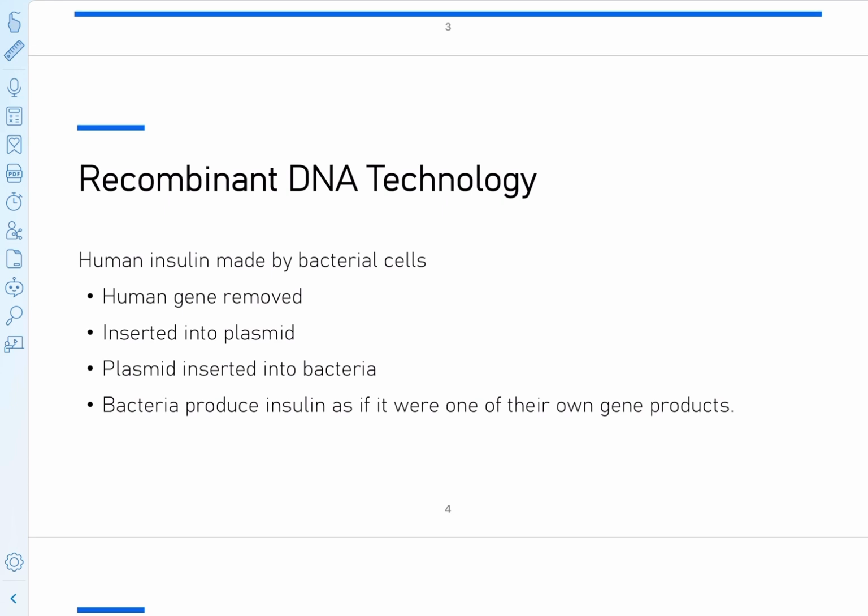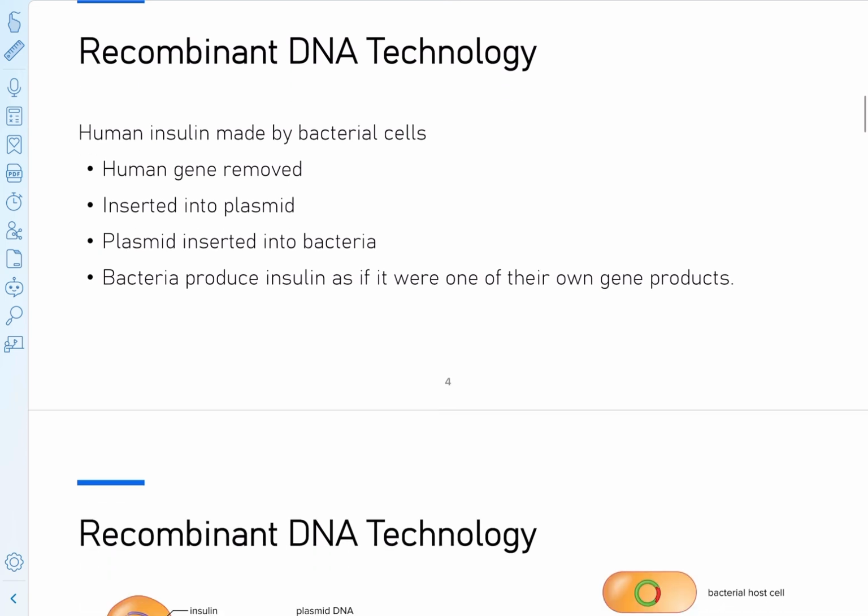So one of the first applications of recombinant DNA technology was actually in the production of human insulin, and it is still used today. Before genetic engineering, insulin had to be harvested from animal pancreases. This was a very slow and expensive process. But now scientists can take the gene for human insulin, clone it, put it into a plasmid, and then insert it into a bacterial cell, and then use the bacteria to produce the insulin as if it were their own protein. So this makes the hormone much more affordable and widely available for people with diabetes.